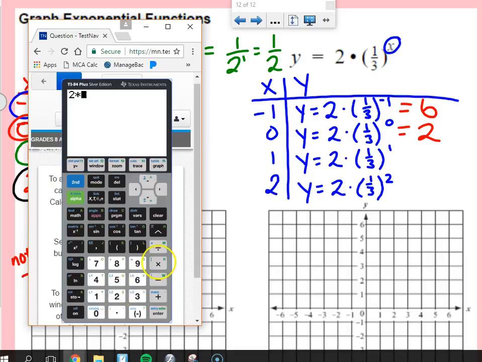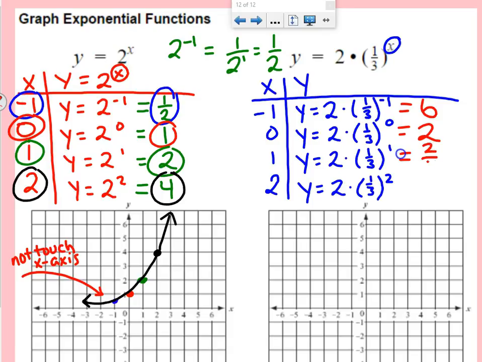We can do 2 times, get our fraction there, 1/3. And we're raising that to the first power. Now this time I didn't use parentheses, but see how it added those parentheses in? So it works either way. You don't always have to use the parentheses. And then the last one, 2 times, put 1/3 in there. Raise that to the second power, and we get 2/9. So our x value of 1 is 2/3, and our x value of 2 gives us 2/9.